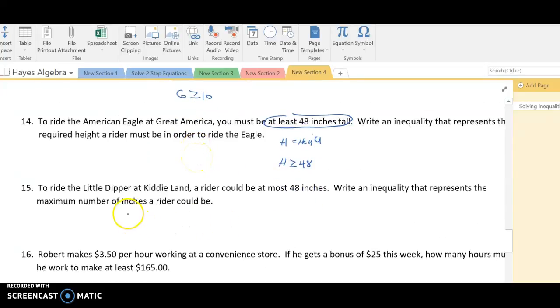Whereas when you look at the next one, to ride the Little Dipper at Kittyland, a rider could be at most 48 inches. So the overall height must be less than or equal to 48. You cannot be over it. Okay.